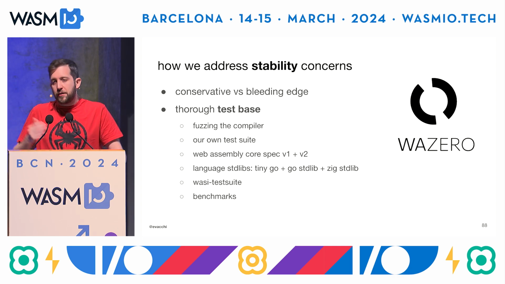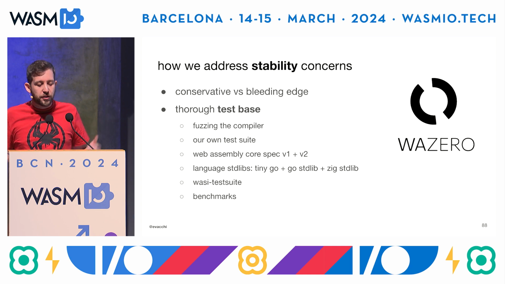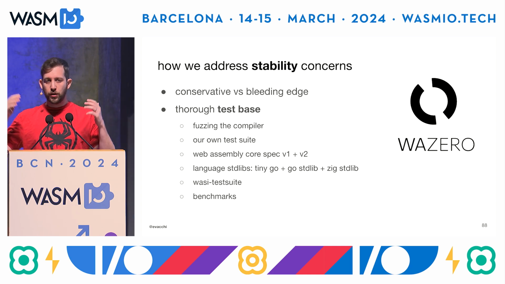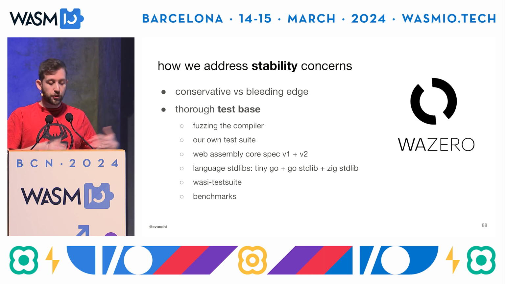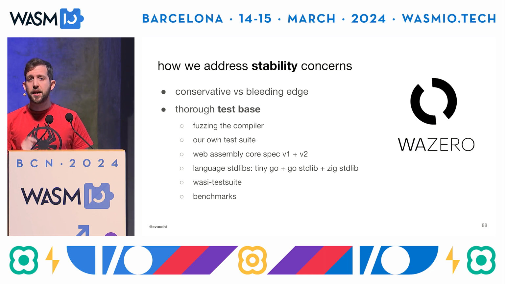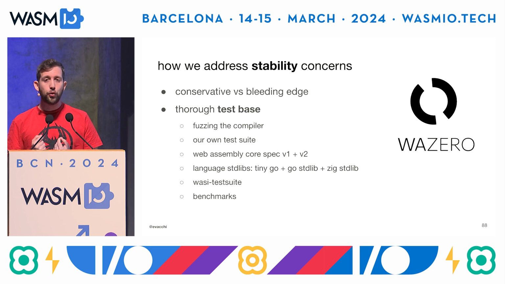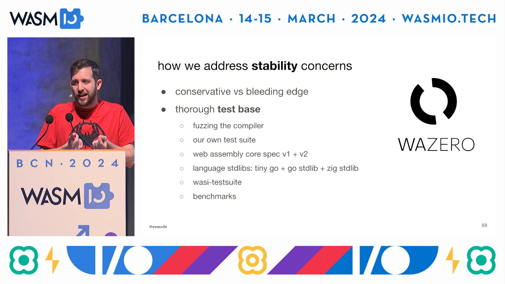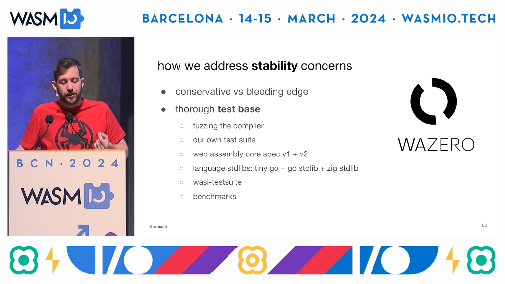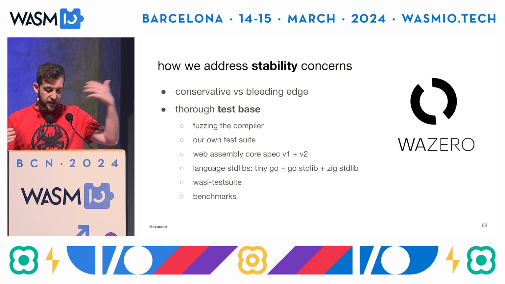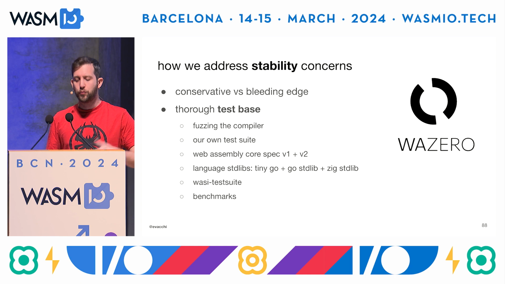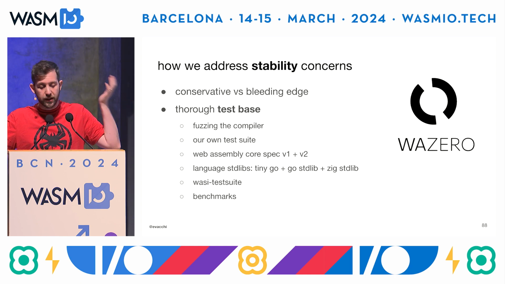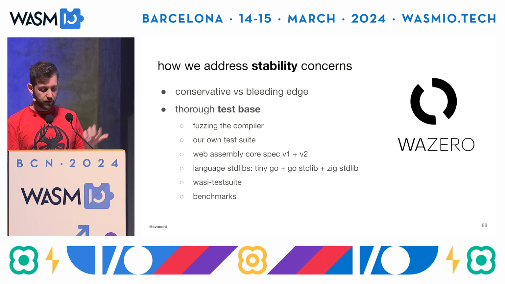So how do we address stability concerns? Testing, obviously, and benchmarking. We run through the Wasm test suite, the WebAssembly core spec, but also language standard libraries. Language standard libraries give you very clear and immediate feedback on things that should be there and how they are being used. So we test against TinyGo, the Go standard library, even the Zig standard library, because it's very easy to compile and to test against. And then we have the Wasm test suite with Fuzz, the compiler. We have our own test suite, and so on.